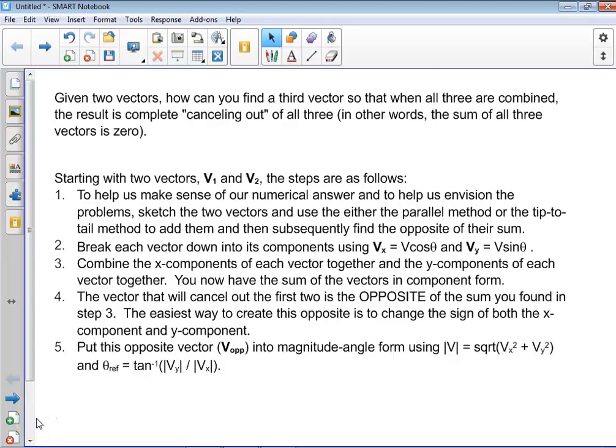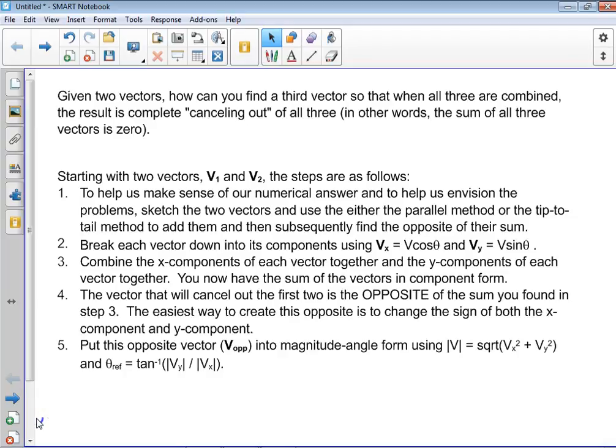So at some point, soon, probably next class, but soon, you are going to be asked to find a third vector so that when you combine the two vectors you're given in the beginning, so you're going to be given two vectors, and then you're going to have to figure out the magnitude and angle of a third so that all three vectors will cancel each other out and make 0, or what they call the null vector.